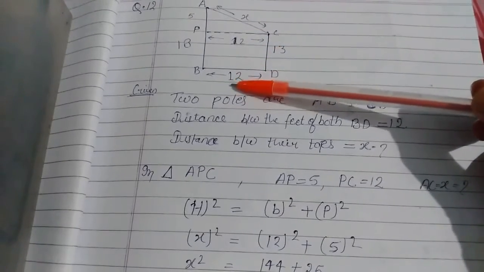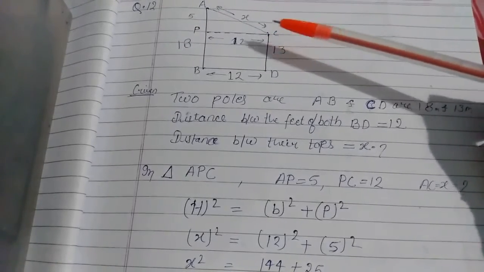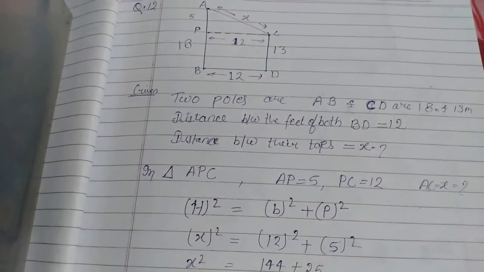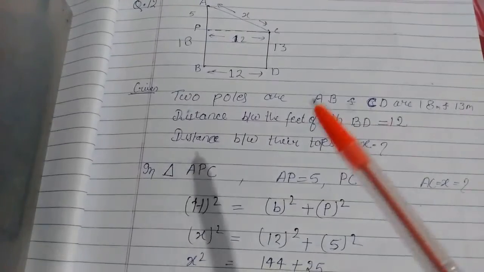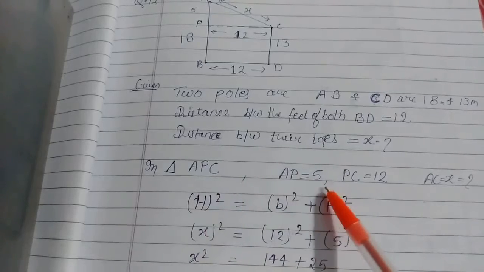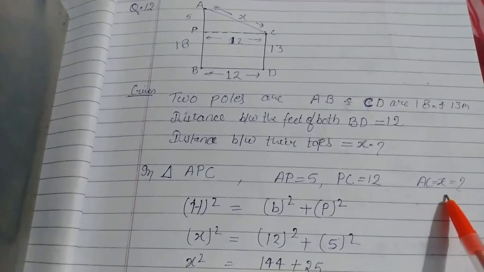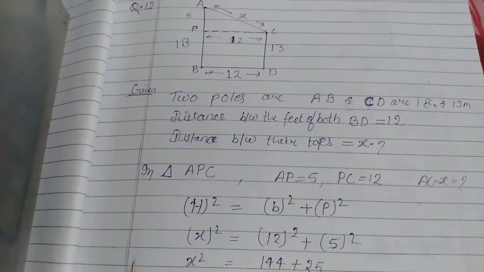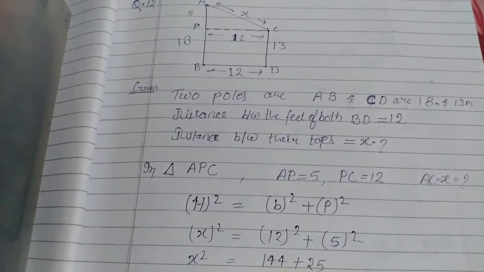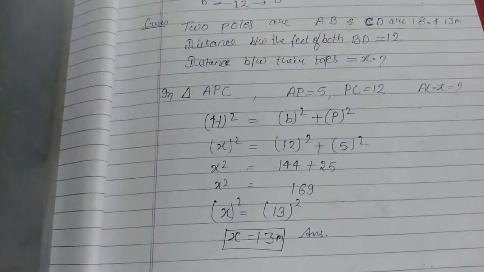Now see triangle APC. In APC, PC is 12 base and AP is perpendicular 5. Now we will apply the Pythagoras theorem in APC. In triangle APC, AP is 5, PC is 12, and we have to find AC, that means X. I am considering X here. The statement is h square is equal to b square plus p square. That means x square is equal to 12 square plus 5 square.